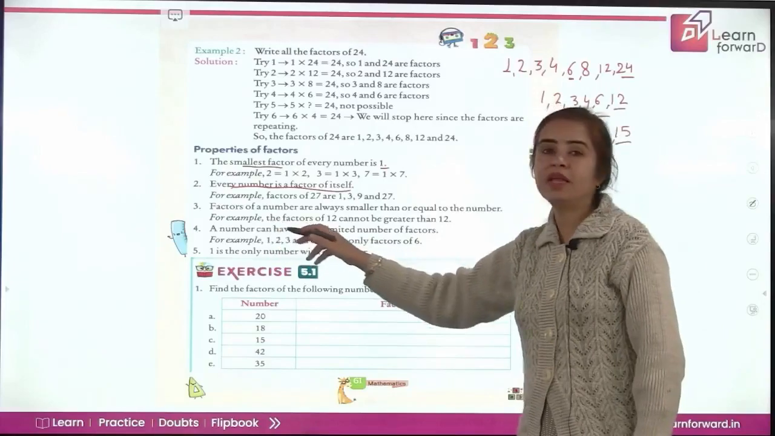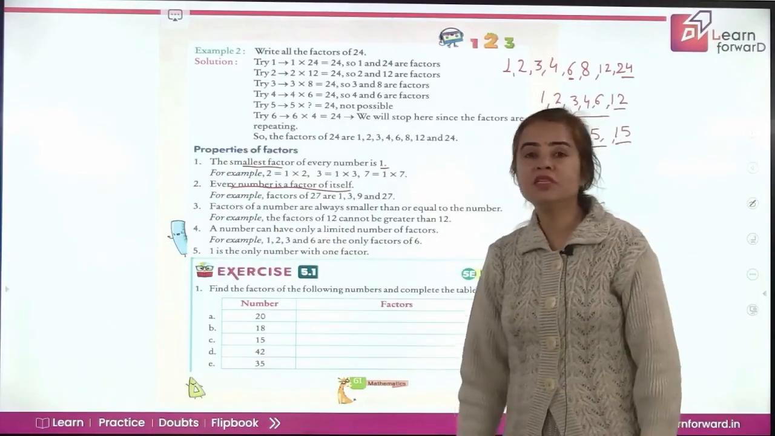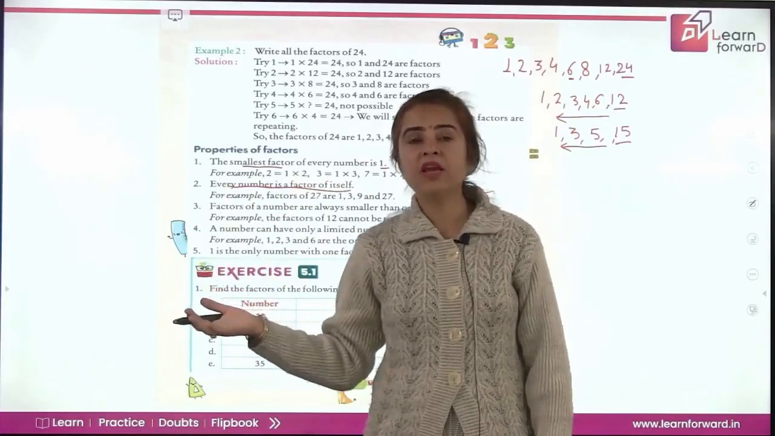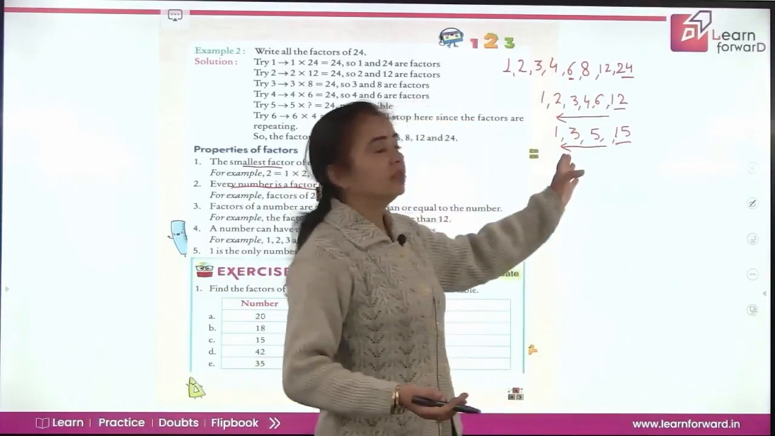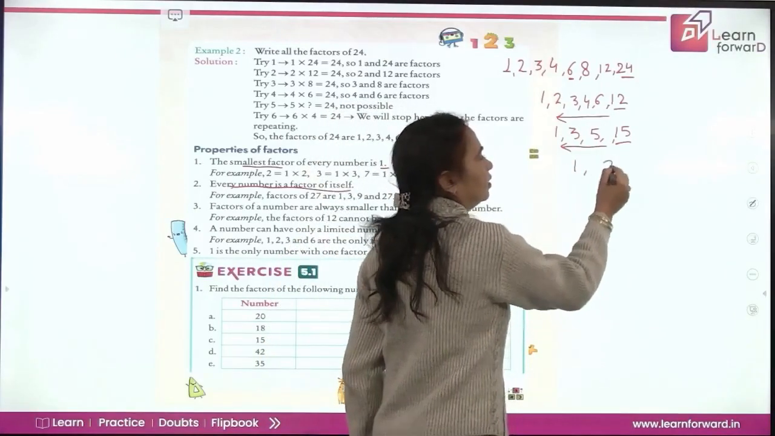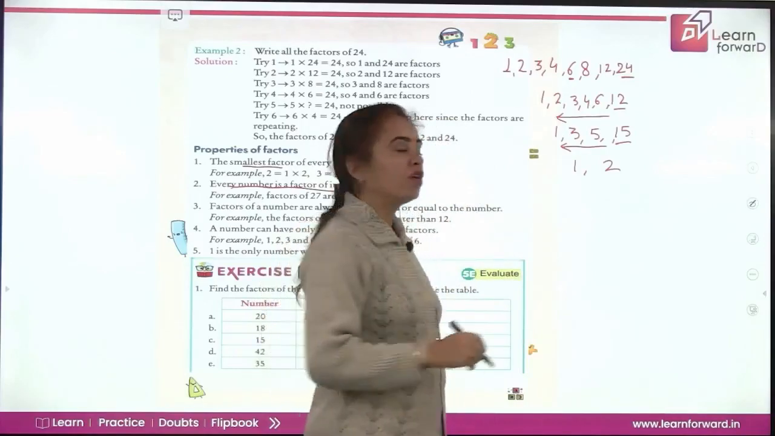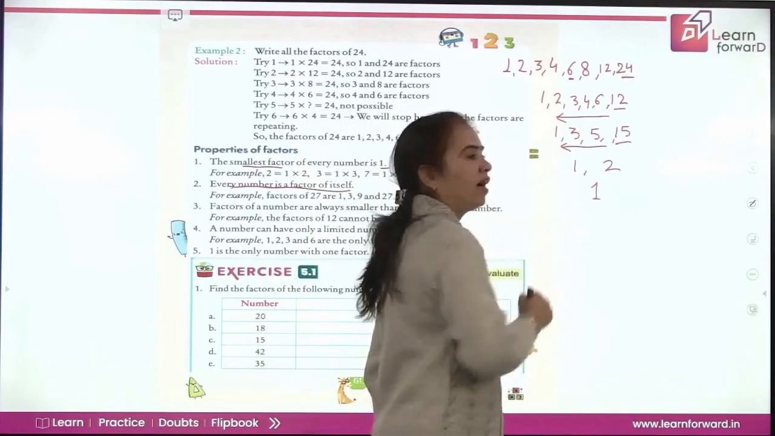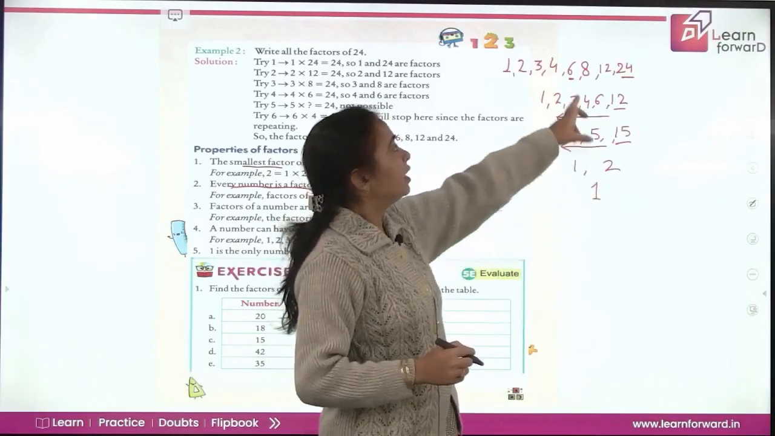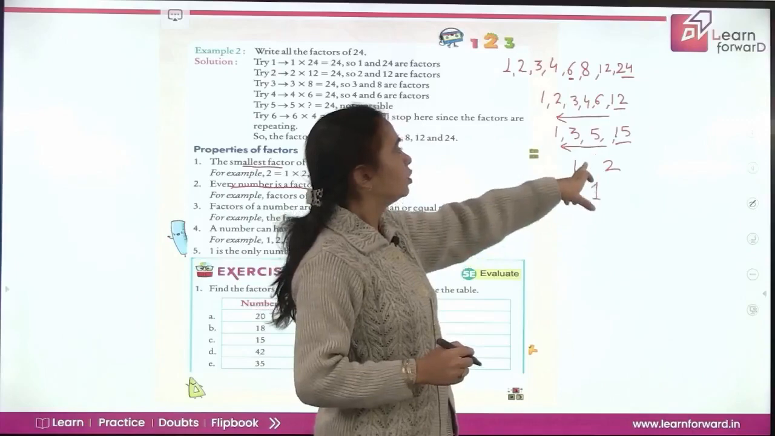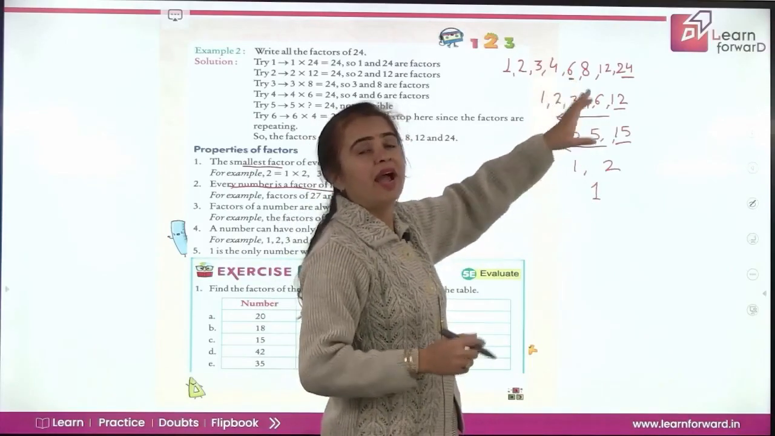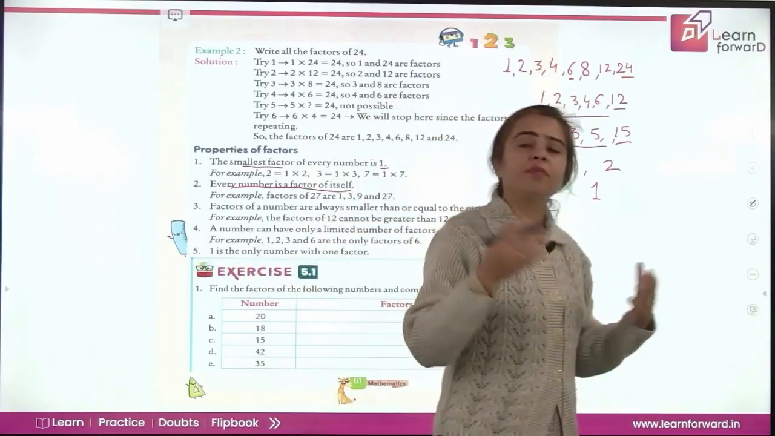Next, a number can have only a limited number of factors. The list is not endless, right? What do we mean by that? Look at the factors of 15. Let's write the factors of 2. 1, 2. Let's write the factors of 1. It is just one factor. So what do you see? The number of factors, it can be less, it can be more. See, 1, 2, here you have 4, here you have 6, here you have 8 factors. And for still bigger numbers, you can have many more factors.